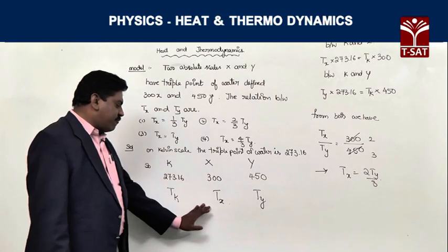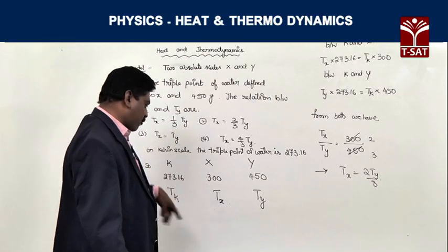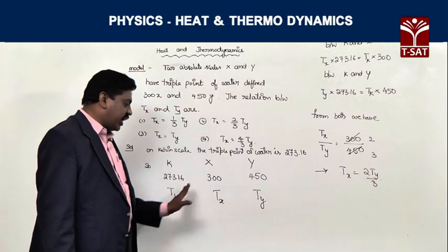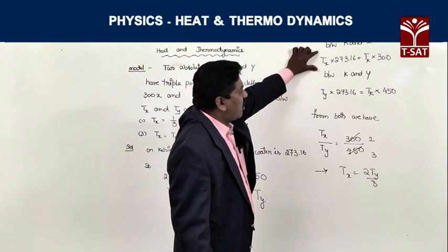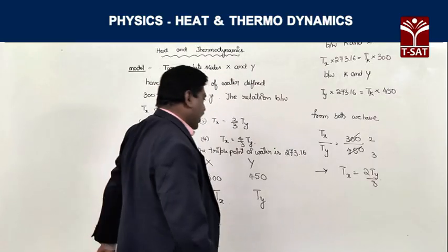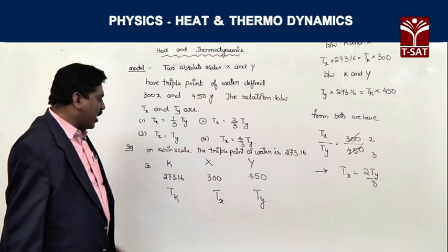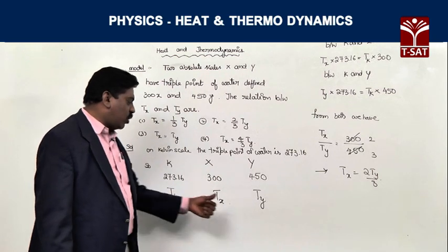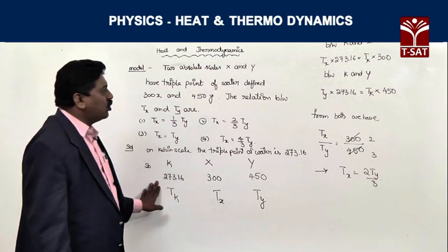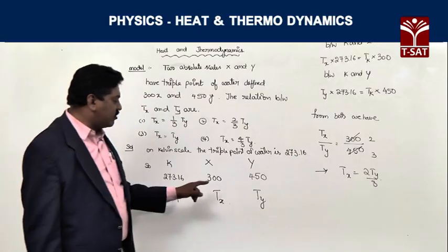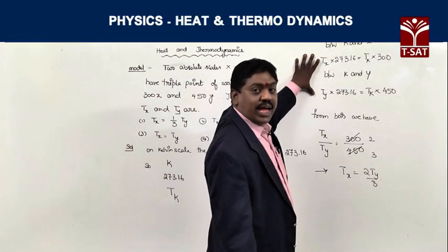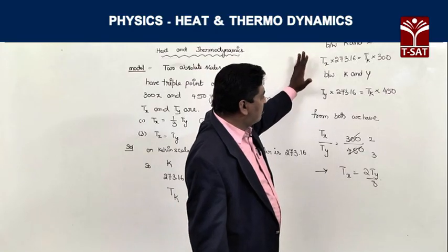Then, from product of means is equal to product of extremes, we have Tx into 273.16 is equal to Tk into 300, which is one of the equations here. In the same manner, we will try to have the relation between k and y by using the same relation. What we have is Ty into 273.16 is equal to Tk into 450. Like that, we have two equations.